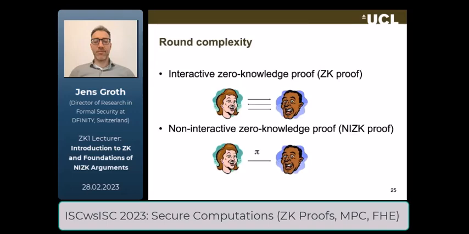Okay, so I want to stress this thing about round complexity, right? You can have interactive zero-knowledge proofs where the prover and verifier send messages back and forth. So the prover sends a message, the verifier sends a challenge back, and the prover responds to that challenge, and so forth. Or it could be non-interactive. The prover just sends a proof, and that's it. Now the verifier can verify.